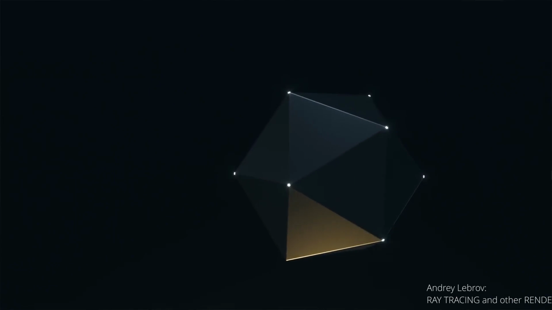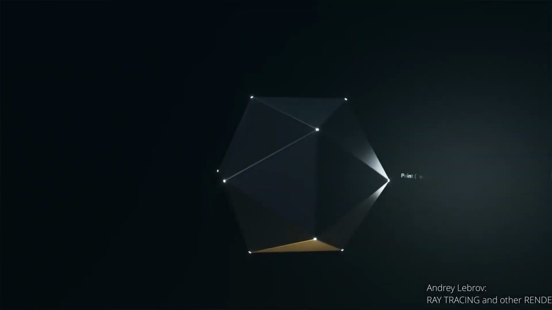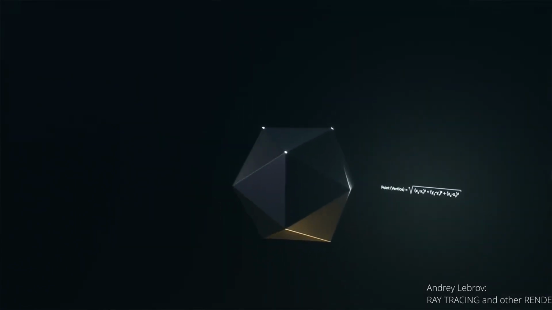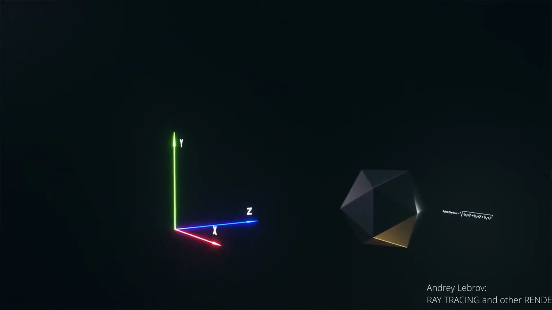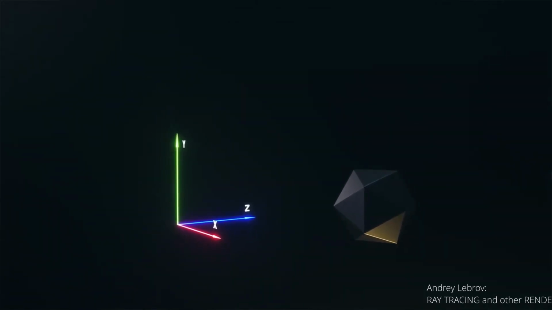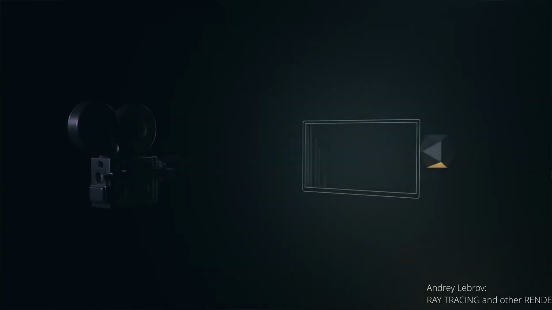3D model consists of polygons. Polygons are formed with points. Points are placed in space using different math. 3D scenes are using XYZ coordinates. Remember geometry in school? But your screen is flat 2D XY plane. For example, here is our camera. Imagine that this is our screen with pixels in it.